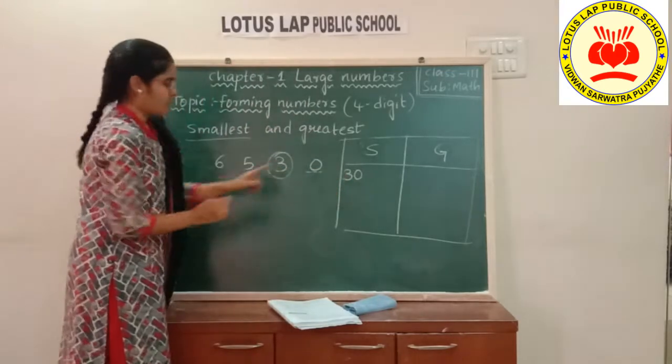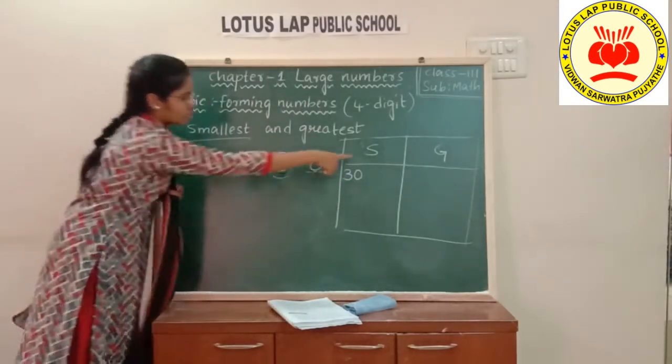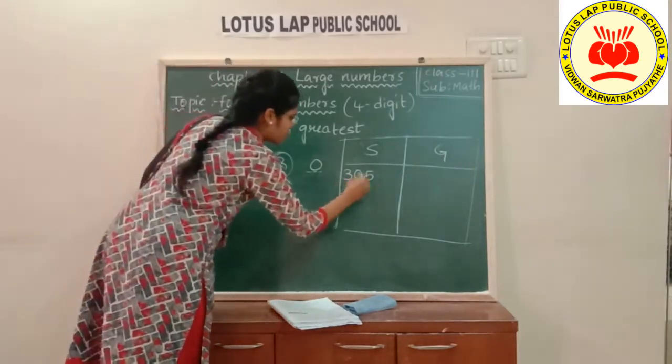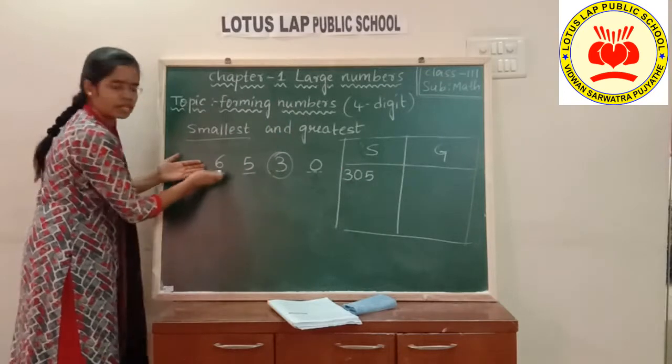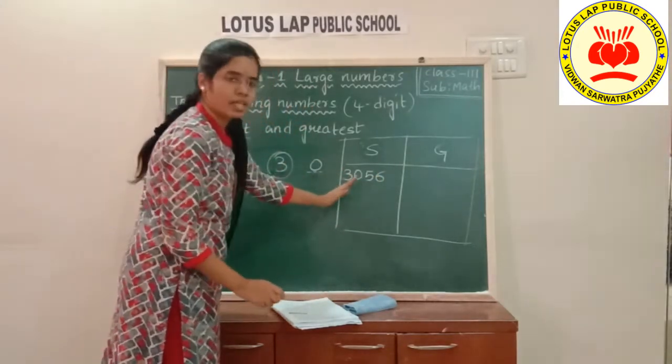3, 0. Next, what is the next digit? Next smallest one, 5 or 6? As we are discussing the smallest, yes, 5 is our next smallest one. Next, finally 6 is left, so that is going to be the next number. What is that number?